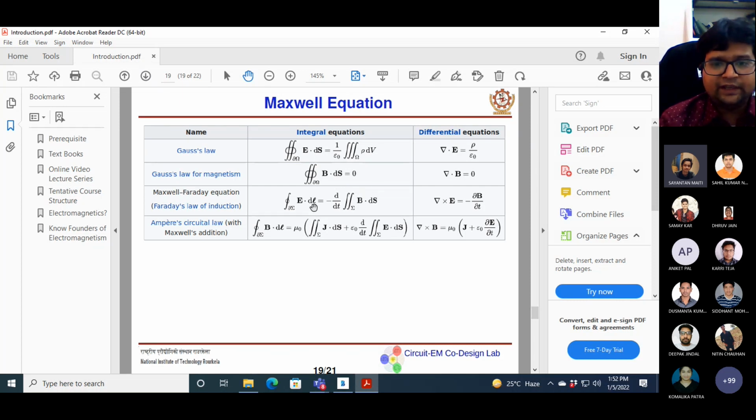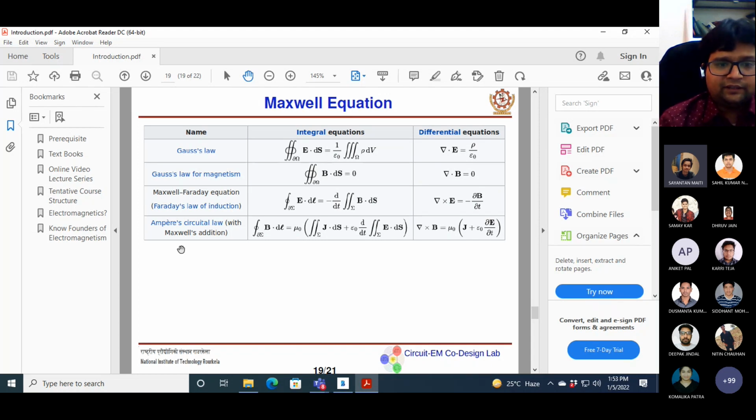It states that a change in magnetic field will produce an electric field, or electrical potential. So a change in magnetic field leads to an electrical potential. You are already familiar with this, and you have utilized it in many electrical machines and devices.